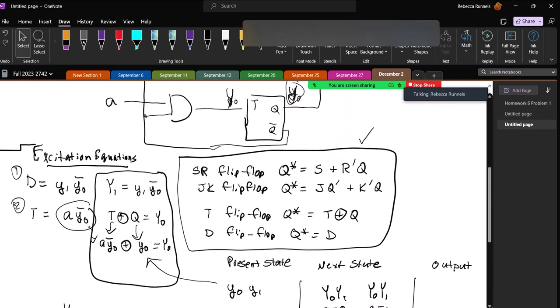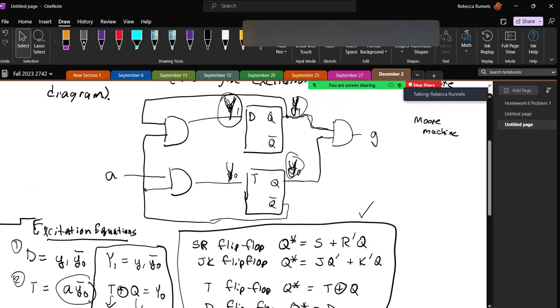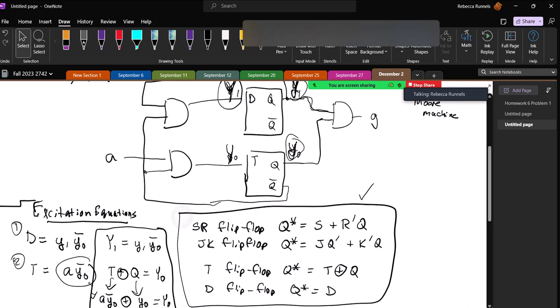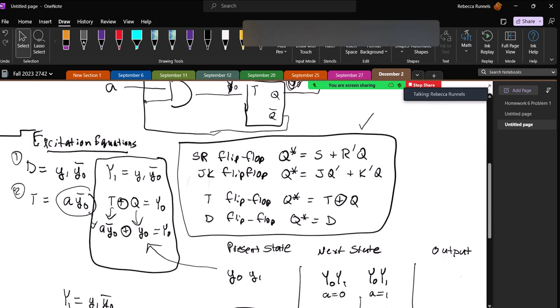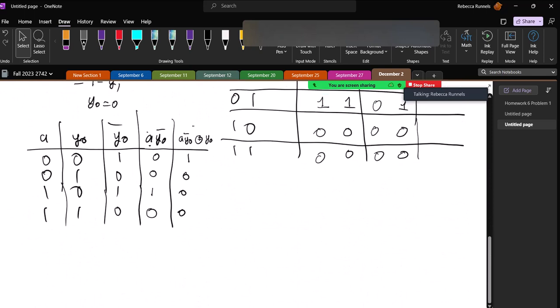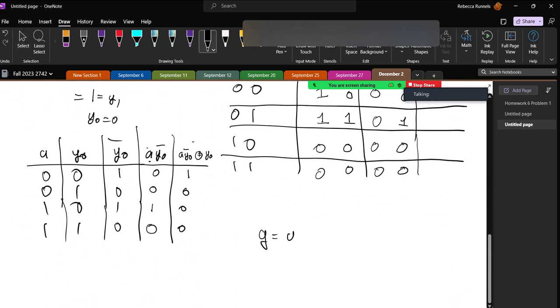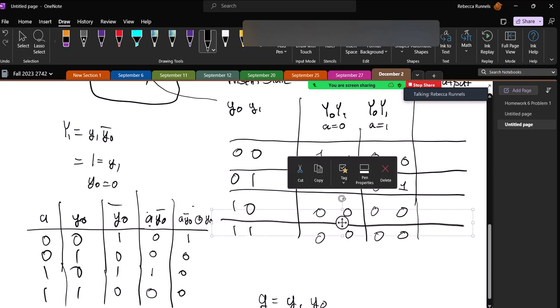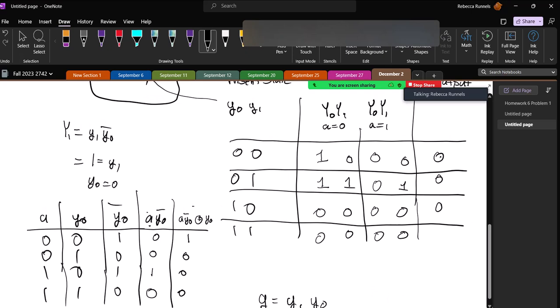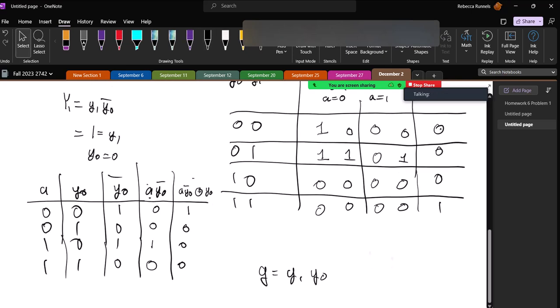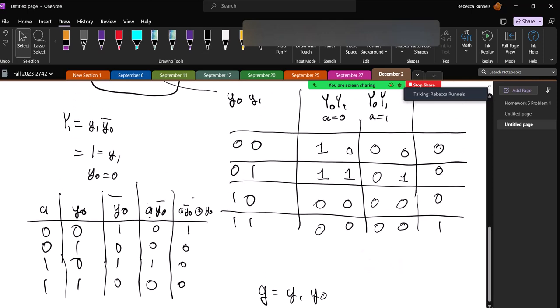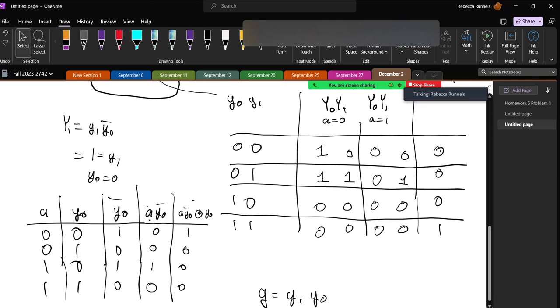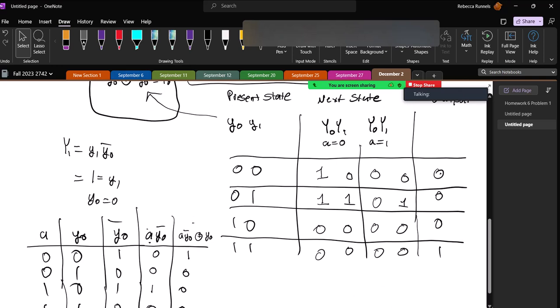And then my output was Y1 and Y0. So my output G was Y1 ANDed with Y0. Well, that's easy enough to just see right here. So that's going to be 0, 0, 0, 1. Okay, so now we have our state table if I didn't make any mistakes. And now we can do our state diagram.